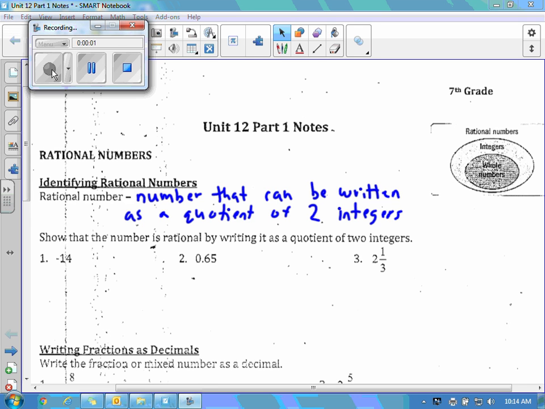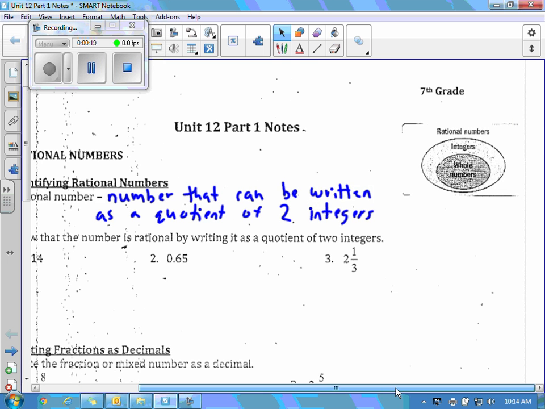Part 1, we're talking about rational numbers. This is going to involve a lot of writing fractions with decimals, decimals with fractions, stuff like that. So the first thing we need to do is define what a rational number is. A rational number is a number that can be written as a quotient of two integers.